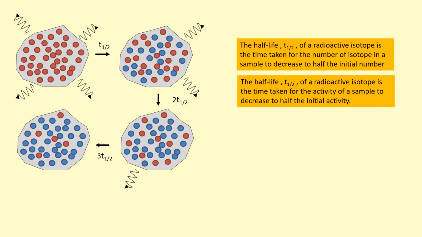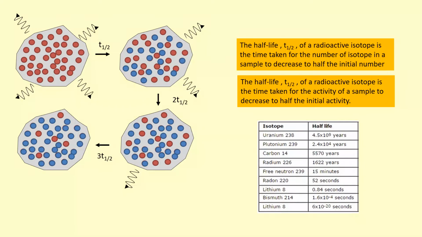We can also define half-life in terms of activity. The half-life of a radioactive isotope is the time taken for the activity of the sample to decrease to half the initial activity. Here are some examples of half-lives. You can see uranium with a very long half-life, more than 1 billion years. And then you've got lithium with a very short half-life, decaying within less than a nanosecond, basically.